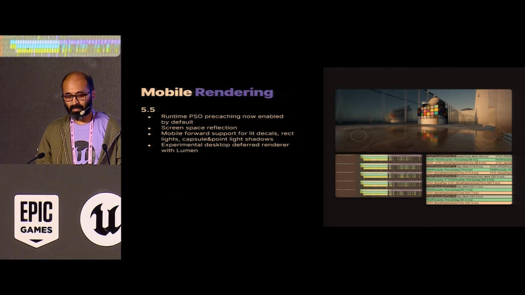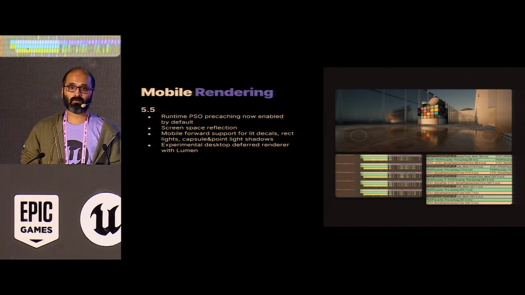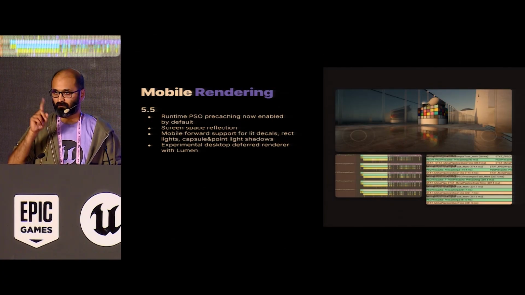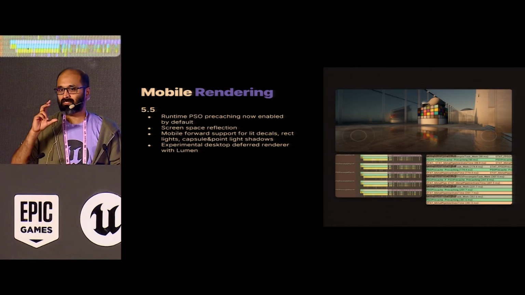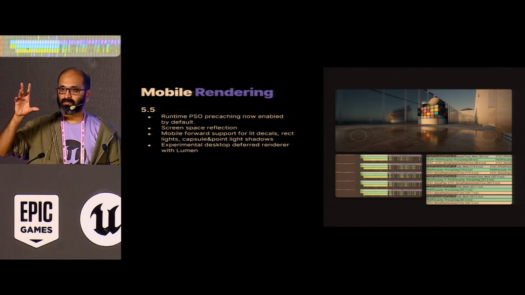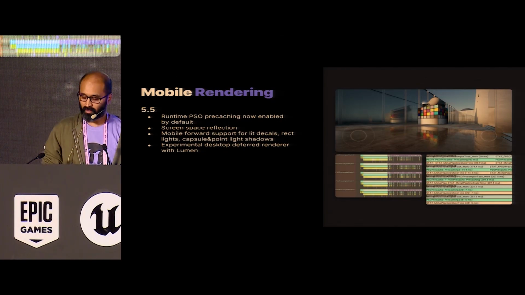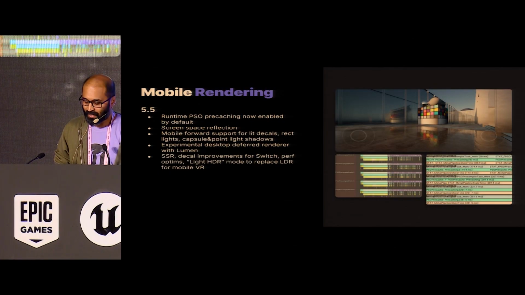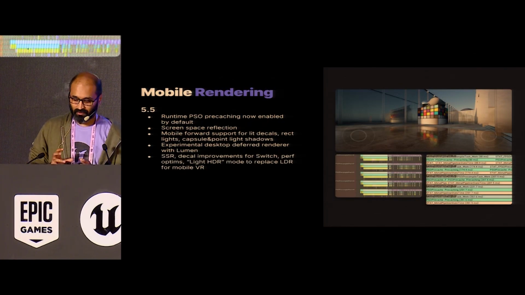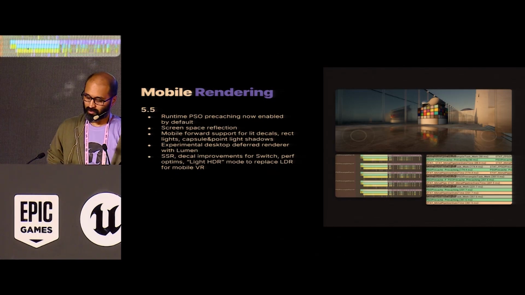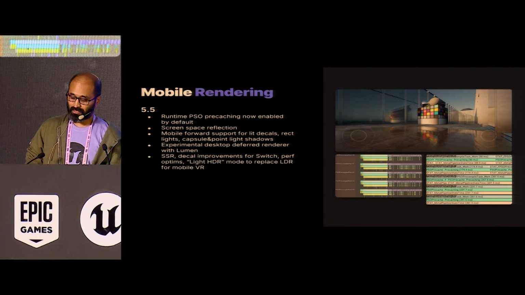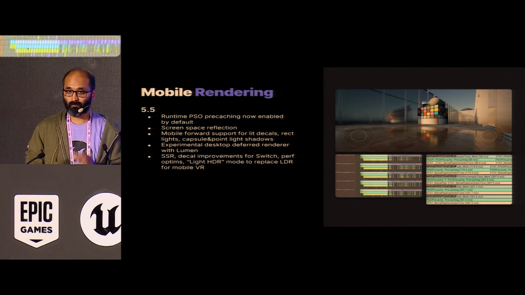There is also an experimental desktop deferred renderer with Lumen available for mobile, but this only works on high-end devices. If you have Lumen on a low-end device, it won't work. We also have the screen space reflection, decal improvements on Switch, which is also like a mobile device, performance optimizations, light HDR mode to replace your LDR mode for mobile VR devices.